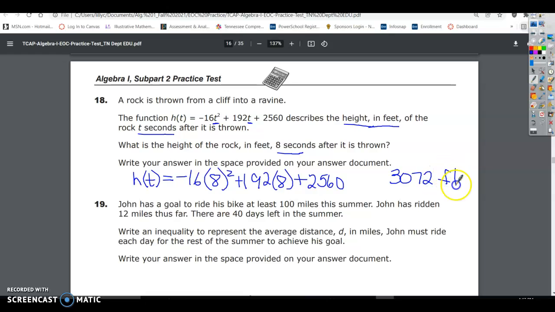So in the blank provided, I'm going to write 3072 feet. So I know it is in feet. And after 8 seconds, the rock thrown will be at 3,072 feet. All right, that's it for number 18.